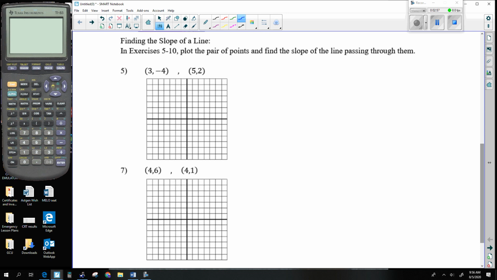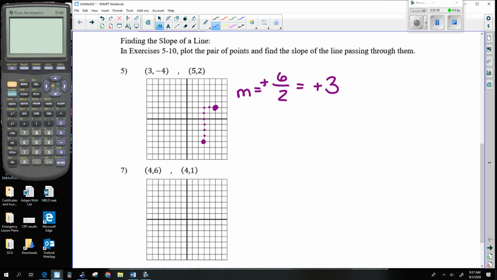Finding the slope of a line: in these exercises, plot the points and then find the slope of the line that passes through them. So (3, -4): 1, 2, 3, then 1, 2, 3, 4, down. And (5, 2): 1, 2, 3, 4, 5, then 1, 2, right there. So plot the pair of points and then find the slope. The slope here, counting, is a rise of 6 and a run of 2. It's going uphill, so this is positive 3.